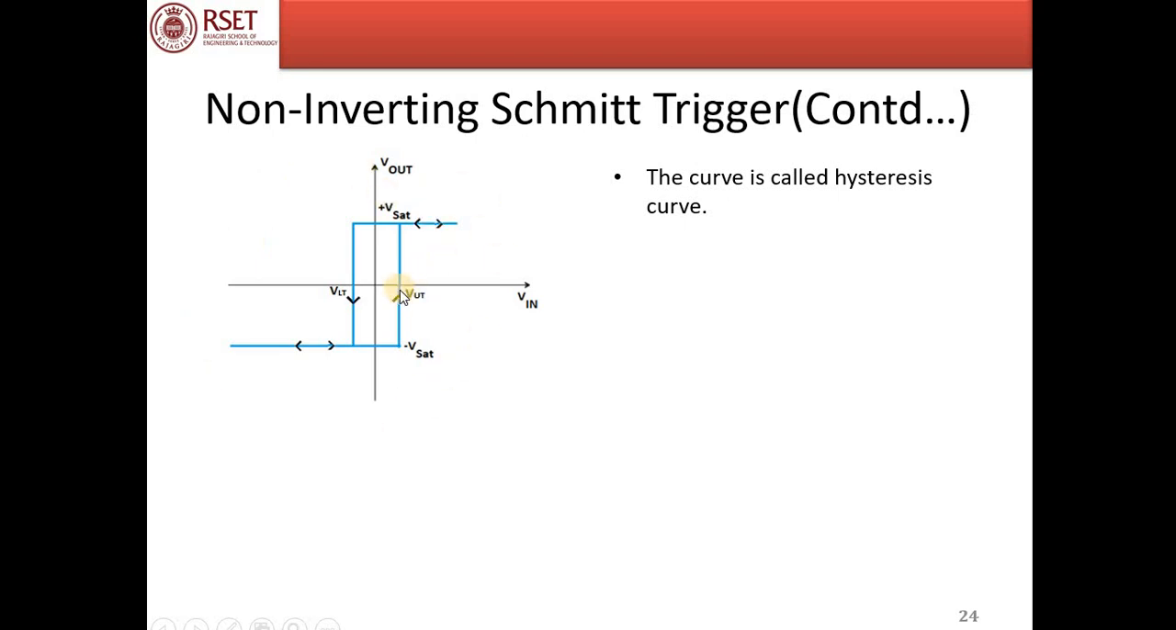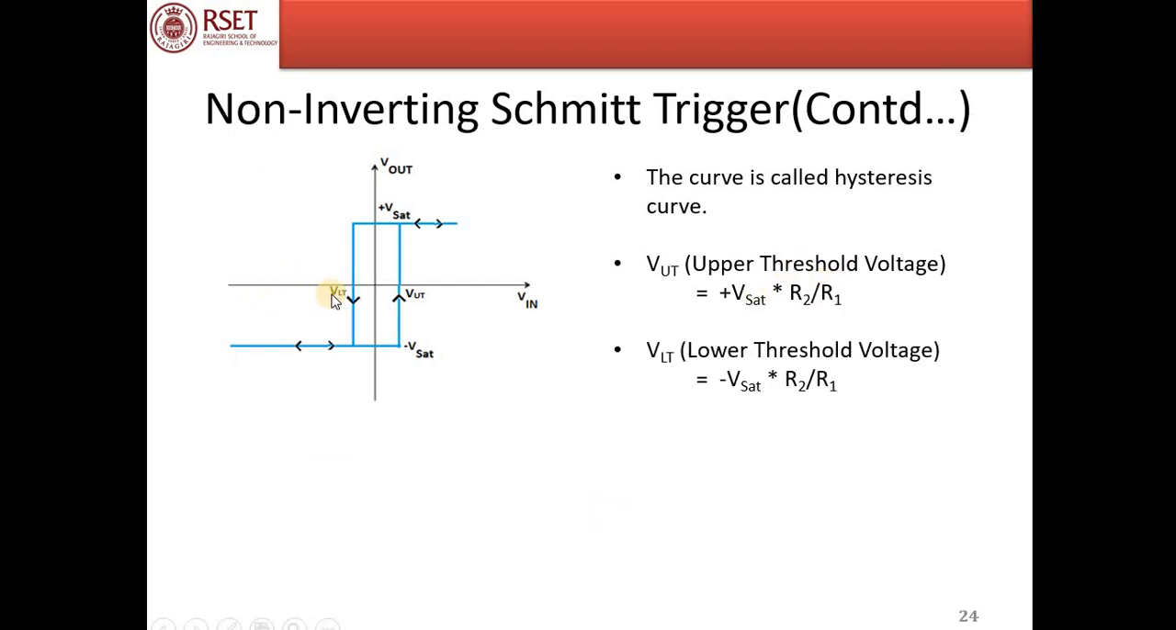As in the case of the inverting Schmitt trigger, we have marked 2 points, upper threshold voltage and lower threshold voltage. The value of the upper threshold voltage is plus Vsat into R2 by R1 and the value of the lower threshold voltage is minus Vsat into R2 by R1. And the hysteresis width is the difference between upper threshold voltage and lower threshold voltage, which is equal to 2 Vsat into R2 by R1.